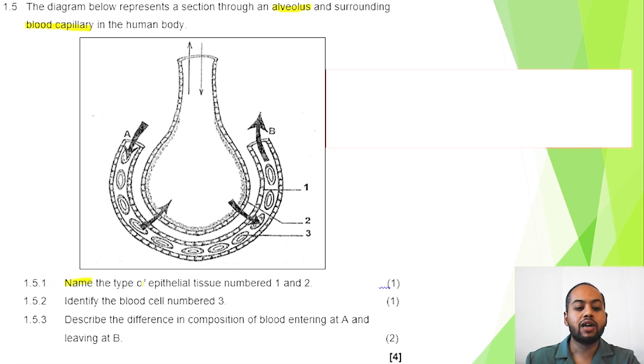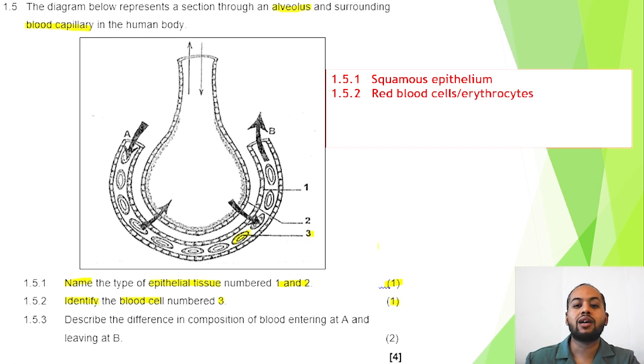1.5.1, name the type of epithelial tissue, numbered 1 and 2, only for 1 mark. Number 1 and number 2, this type of epithelial tissue here is referred to as squamous epithelium. So 1.5.1, squamous epithelium. 1.5.2, identify the blood cell, numbered 3, just for 1 mark. So you go to number 3. This blood cell here is going to be known as the red blood cell, or you can say the erythrocytes.